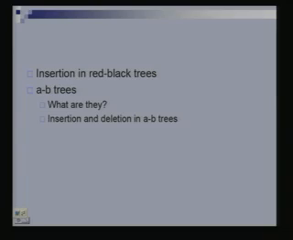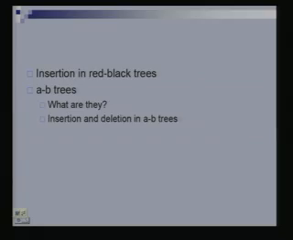Last class we saw what a red black tree was. We saw the correspondence of red black trees and 2-4 trees. Then we saw the deletion process in red black trees. So this was an extensive process with 6 cases and so on. Today we are going to see how to insert a key in a red black tree.